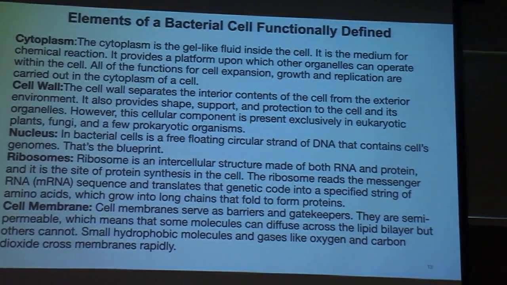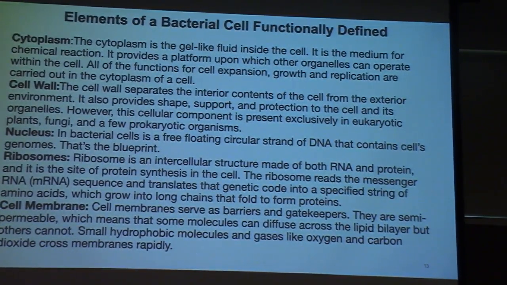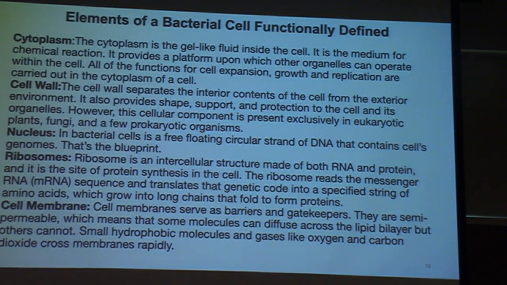So now to just try to get at the elements of a cell in terms of their function. The cytoplasm, that's the fluid inside the cell. It's the medium in which all the chemical reactions take place. It provides a platform on which other organelles can operate within the cell. All of the functions for cell expansion, growth, and replication are carried out in the cytoplasm. The cell wall is there to separate the interior contents of the cell from the exterior, and in a sense to define the cell.